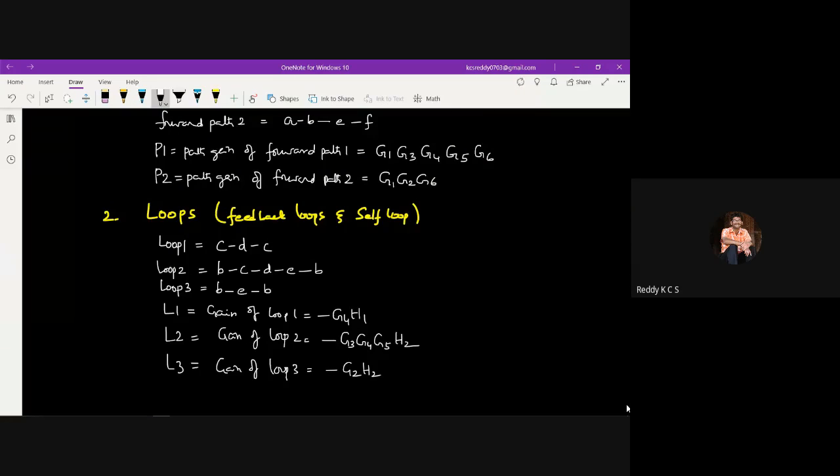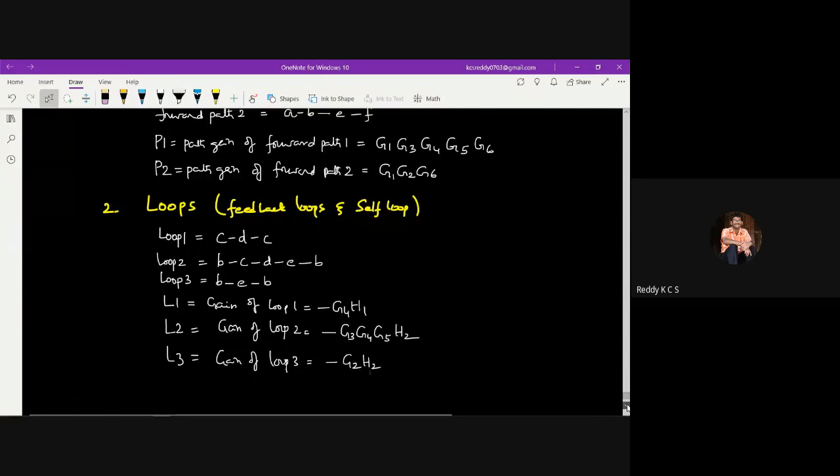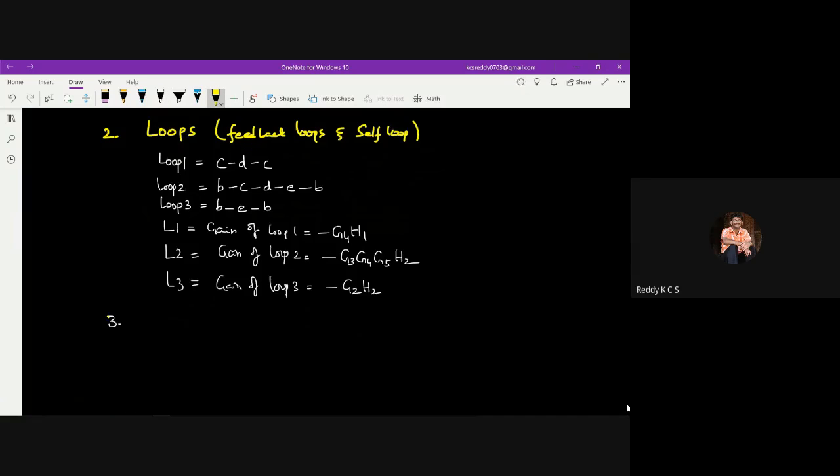So this is what we need to find out in the first 2 steps. The next step is writing the del equation. The third one is very important, so I will go step by step. Before writing the Mason's gain formula, I need to find out all this in the beginning. Writing the del equation. So what does the del equation represent? We have written that del is equal to 1 minus the summation of all individual loop gains.